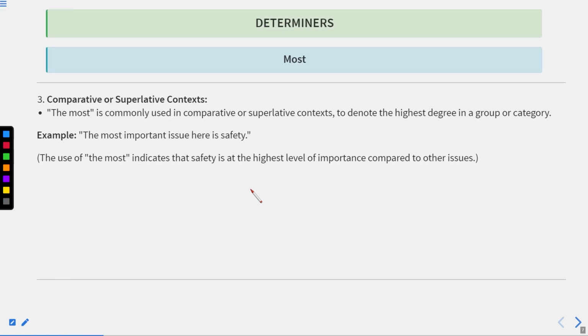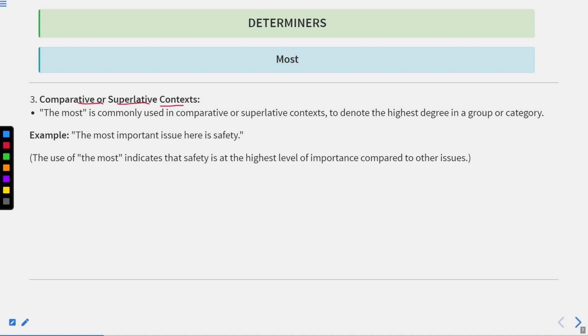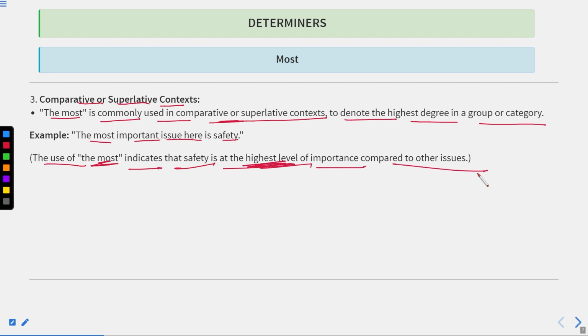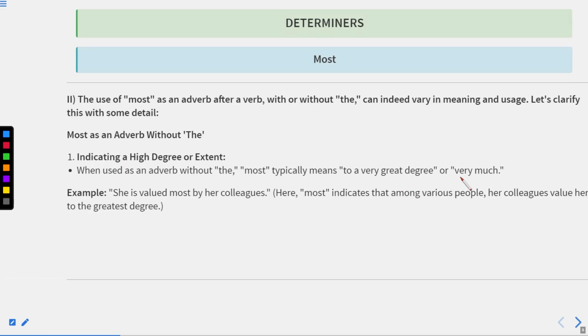Now let us move to the next one. Comparative or superlative context. The most is most commonly used in comparative or superlative contexts to denote the highest degree in a group or category. The most important issue here is safety. So again, we are talking about that particular issue which is the most important. It means nothing is more important than this. The use of the most indicates that safety is at the highest level of importance compared to other issues.